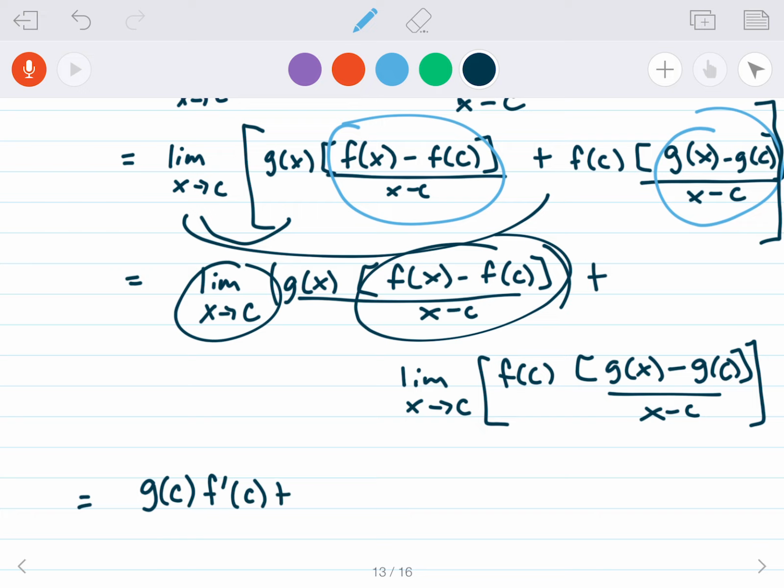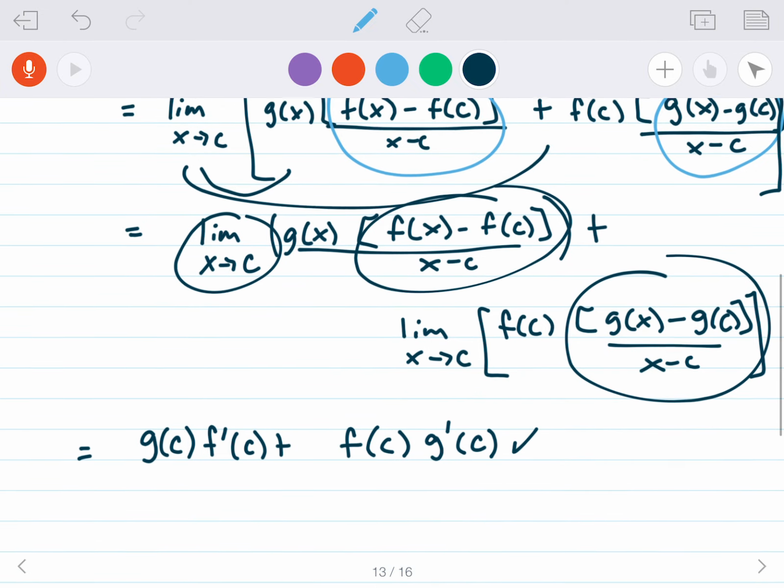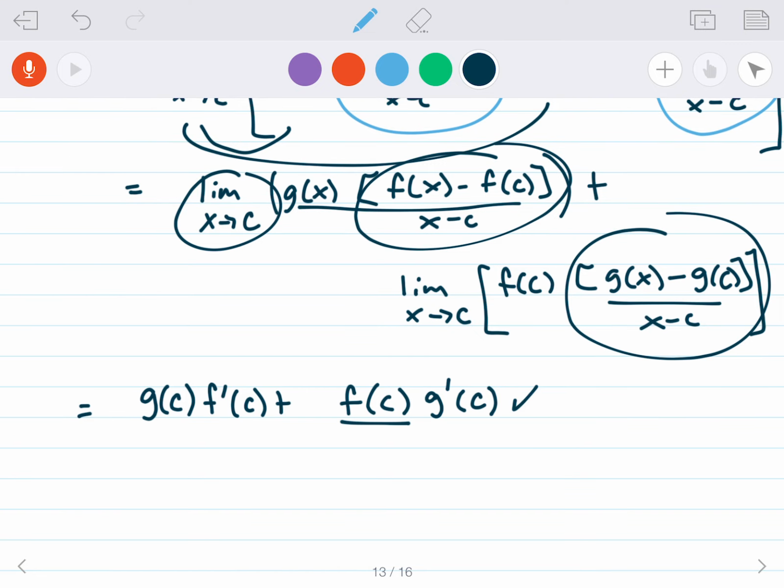Now, working over here, f of c doesn't depend on x. It's just a constant. So taking the limit as x goes to c does nothing to it. So that's just f of c. And taking the limit as x goes to c of this thing is just by definition g prime of c. And there we have it, folks. Keep the first times the derivative of the second, plus you keep the second times the derivative of the first.